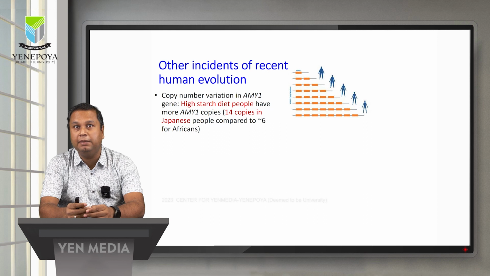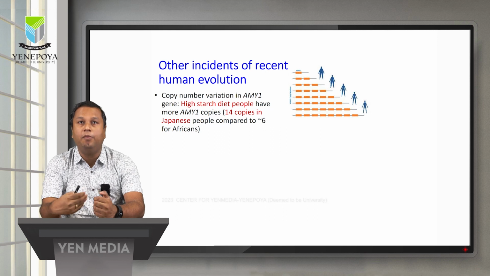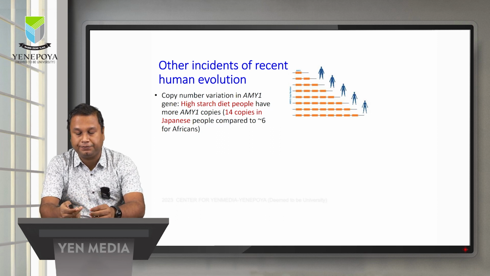On the contrary, the meat eaters, for example people from Africa and some parts of Europe, have far fewer copies of this amylase 1 gene. As you can see here, 14 copies of amylase 1 are there in Japanese compared to only 6 copies among Africans. That differentiates the amylase 1, that's why Africans, if they feed on this starch diet, will tend to be more obese than an Asian.